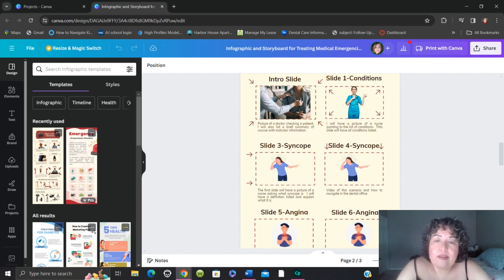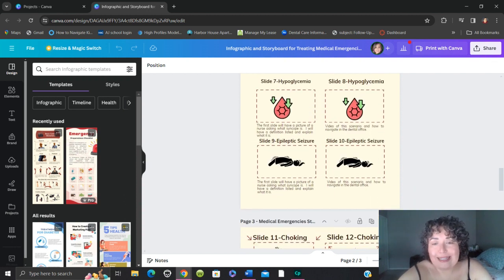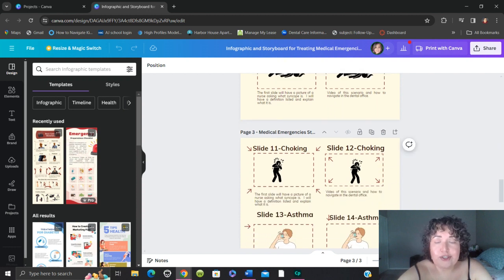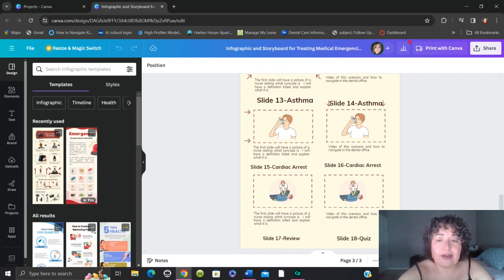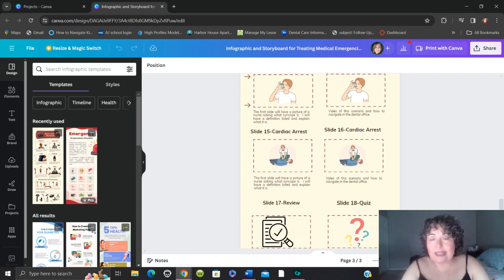So with syncope, the first slide is going to explain what syncope is and how it could occur. And the second slide is going to include how to treat syncope, and it will also include a video on how it is treated in the dental office. Then we're going to move on to the same pattern with angina, hypoglycemia, epileptic seizures, choking, and also asthma and cardiac arrest. So it's following the same pattern the entire presentation.